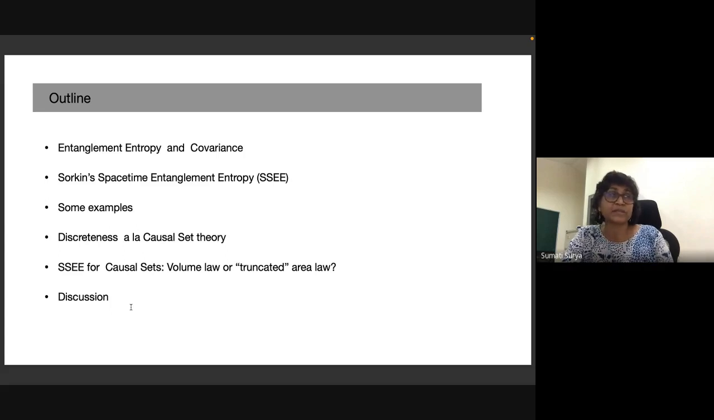And what was very surprising is that the work that he did with Yazdi was in two dimensions, where they showed that instead of an area law, you get a volume law. But when you do a certain kind of truncation of the theory, then you in fact recover the area law. So I'll end with a discussion on these various aspects that I've brought up in this talk.